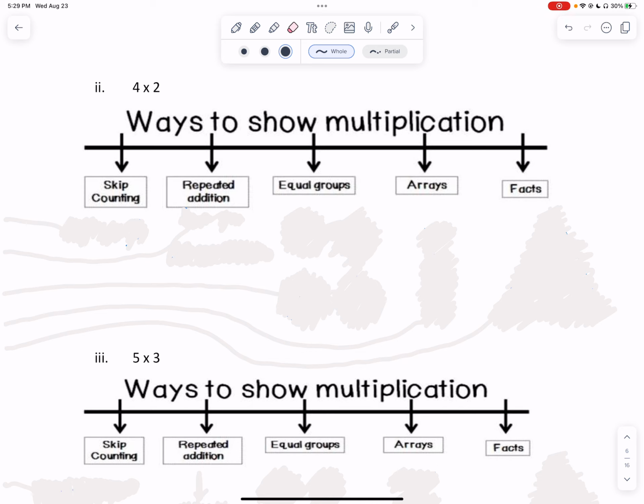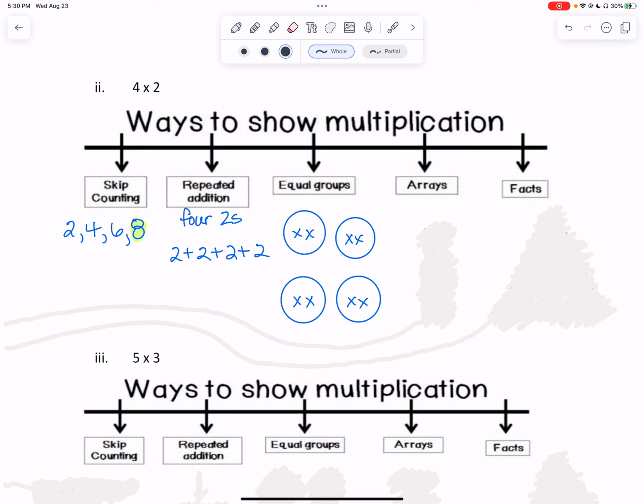Okay, I'll do this again. So my skip counting, I'm going to have 4 sets of 2. So that's going to be 2, 4, 6, 8. So my answer would be 8. Repeated addition, again, I'm going to have 4 2s. So 2 plus 2 plus 2 plus 2. Equal groups, I'm going to have 4 sets of 2. So there's my 4 sets, and I put 2 X's in each one.